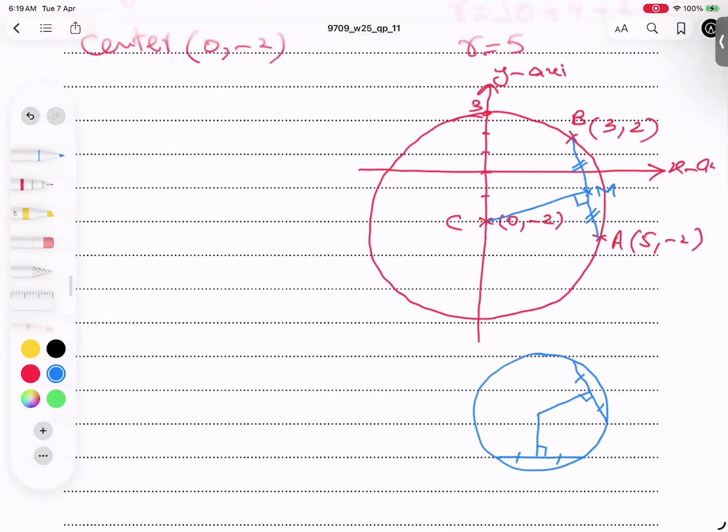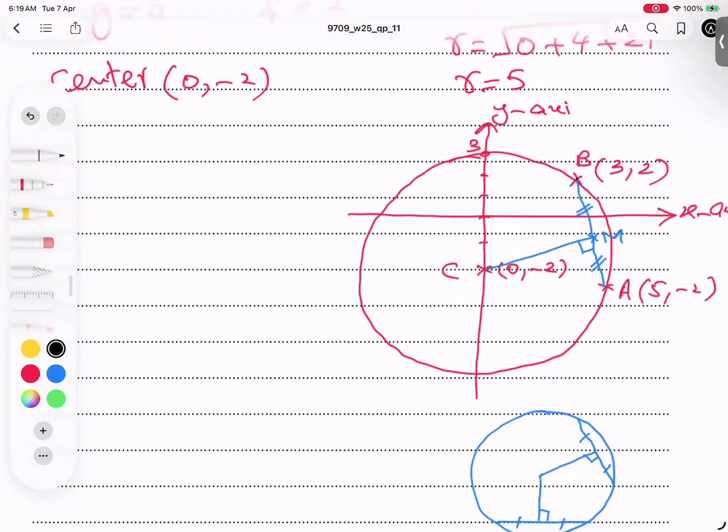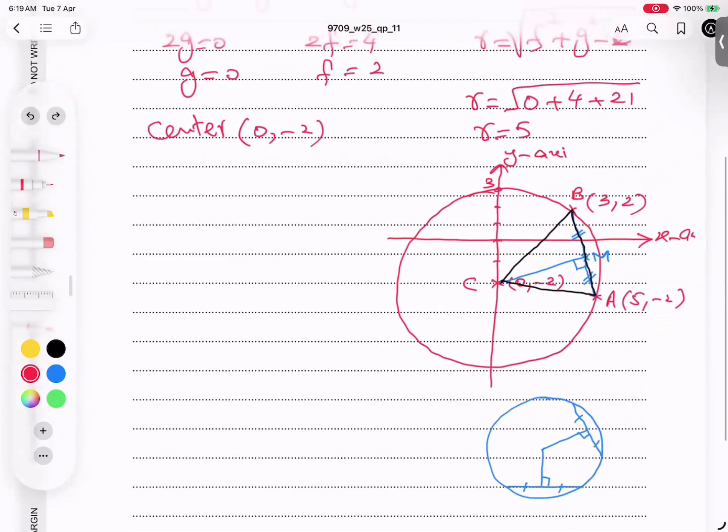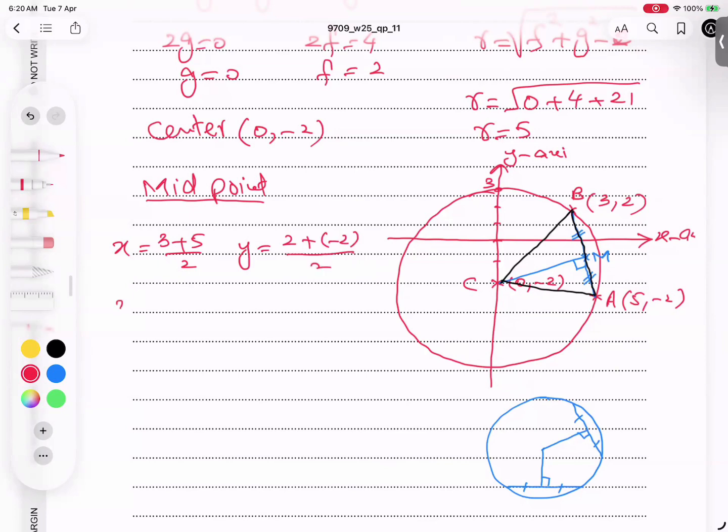So it means, if I make a triangle, I need to find the CM distance, and I need to find the AB distance. So two distances I'm looking for. But first of all, how to get M? M is a midpoint. I'm going to find the midpoint. So the midpoint formula, x1 plus x2 divided by 2, and y similarly. I'm getting here 4, 0.